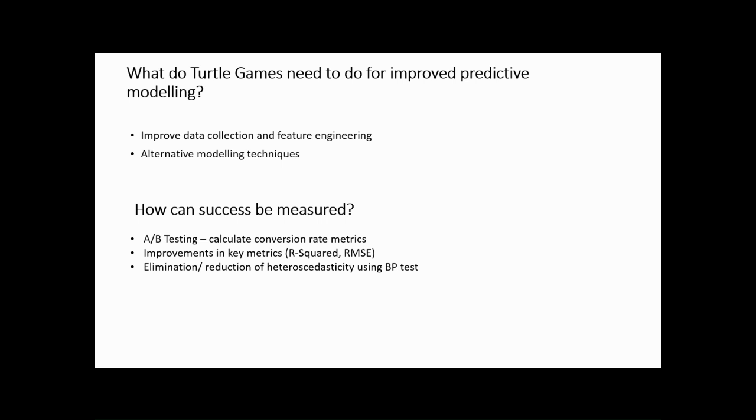They could also try using alternative modeling techniques like a weighted least squares model, which would help to correct for the uneven error variance. Success could be measured by improvements in R squared or lower average errors. They could also run A/B testing to compare the behavior of customers targeted by the model versus those that aren't, and measure success by calculating metrics such as conversion rates or loyalty point utilization.